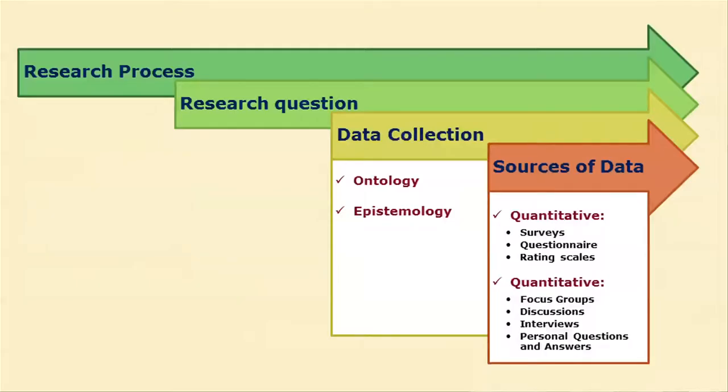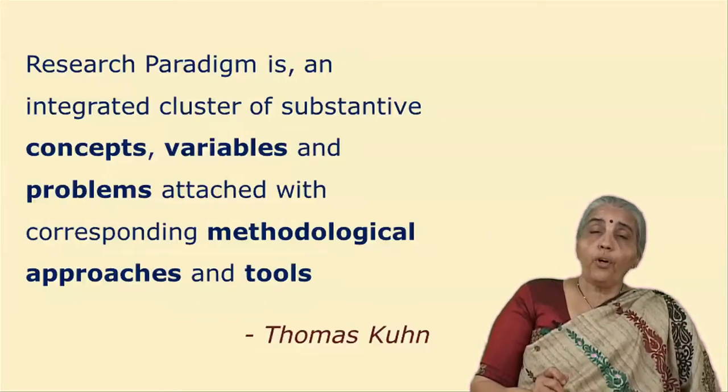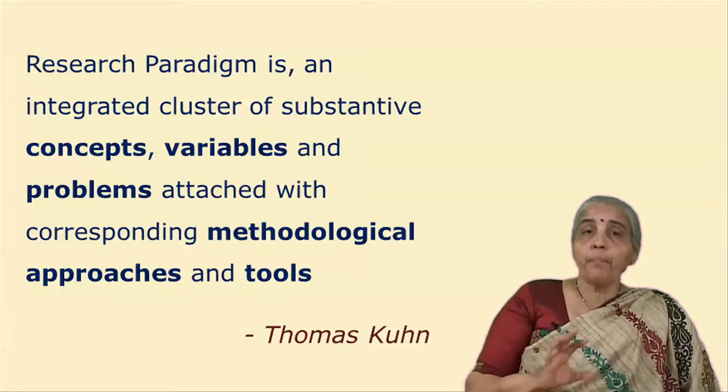So what do you see on the slide where I've tried to portray the research process? You will actually see how you start with a research question. Then you go about a certain pathway where you decide, how am I going to collect my data? So what is my reality? How do I know what I know, the ontology and the epistemology? And then I decide what will be the sources of my data. So if it is quantitative data, I will probably have surveys, I will have questionnaires, I will have rating scales. If it is more qualitative data, I would probably have focus groups, I would have discussions, interviews, personal questions and answers. Again, in that I will decide my methodologies. So I may use a narrative methodology or any other approach that is available to me in qualitative research. So as Kuhn said, for your methodological planning, you have to have this entire paradigm in your mind.